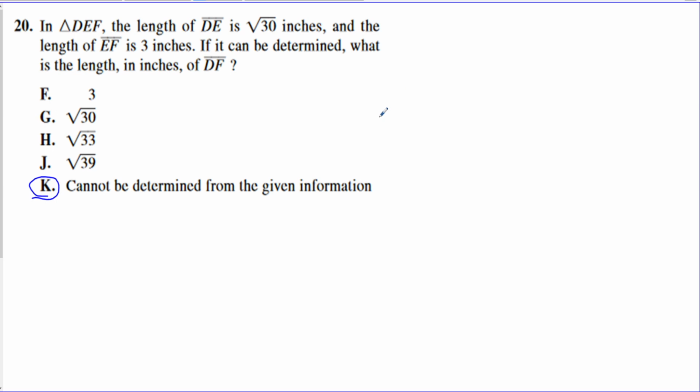If I draw a triangle DEF, however you want to draw it, and I know that DE is root 30, and I know that EF is 3, and I want to know what DF is. The only way that I could know the value of DF is if we also knew that we had a right angle. So, for example, if they said in triangle DEF, all of this information and E is a right angle, well, then I can calculate DF. Or they could say F is a right angle or anything else.